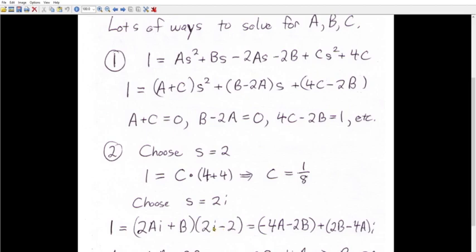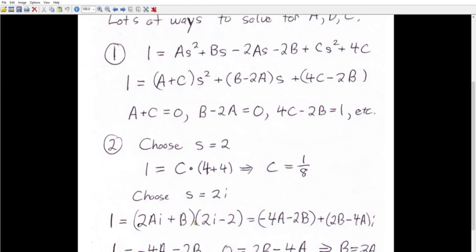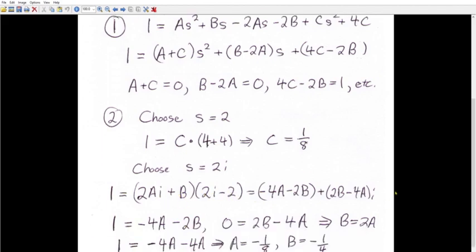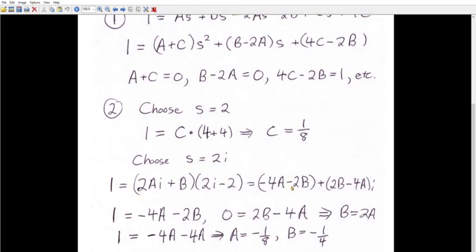And the real stuff, we're going to get a minus 4a from here. We're going to get a minus 2b from there. And then the imaginary stuff, 2b minus 4a. And that means 1 is minus 4a minus 2b plus 2b minus 4ai. And this is 1 plus 0i. So that's got to be 0, and this is 1. So we now have that system: 1 equals minus 4a minus 2b, and 0 equals 2b minus 4a.